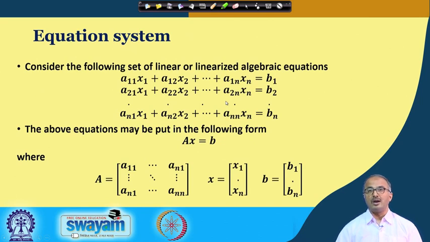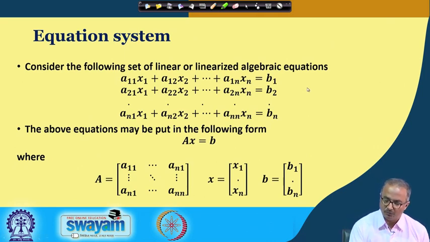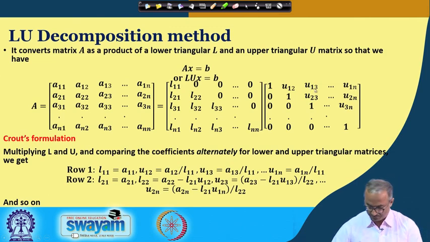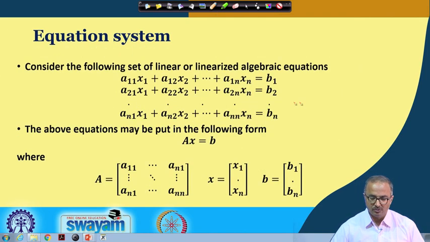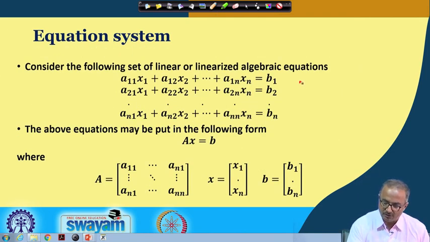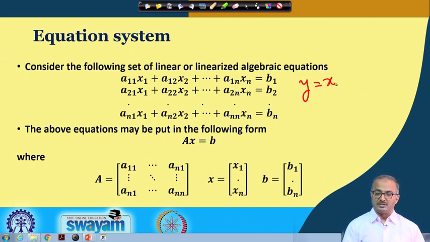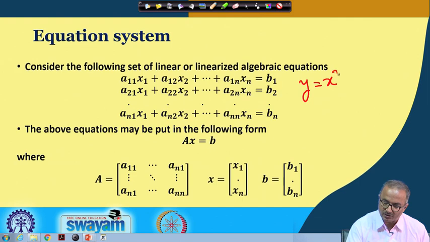When I say linearized equation, it means that if the parent equation is nonlinear, we linearize it using, say, the Taylor series. For example, take y equal to x. This is a linear equation, so there is no problem with this. But suppose y is equal to x square.